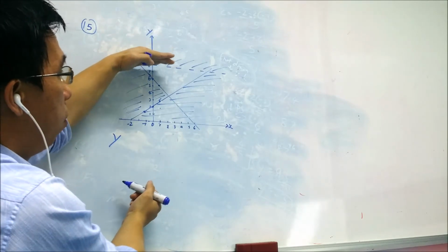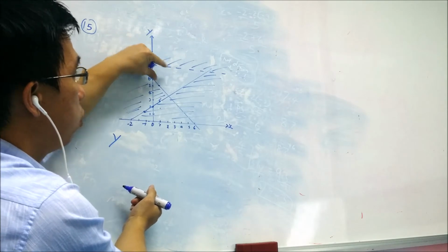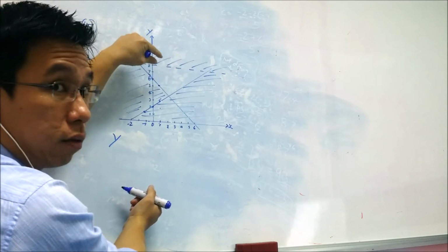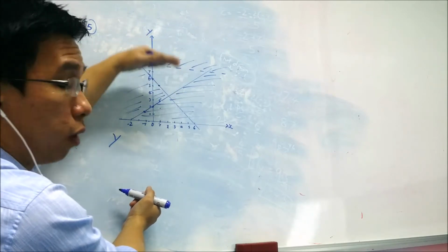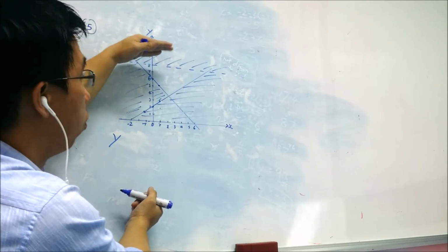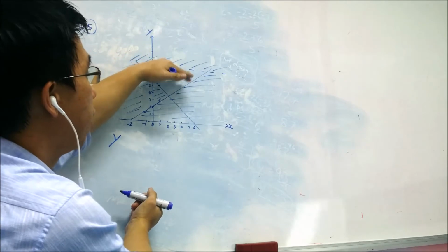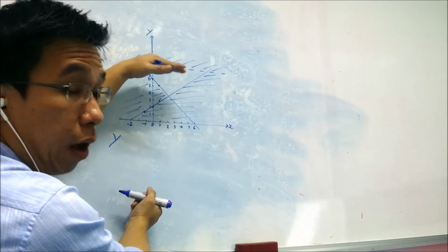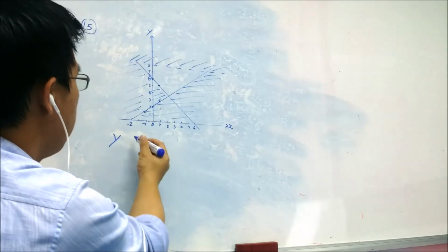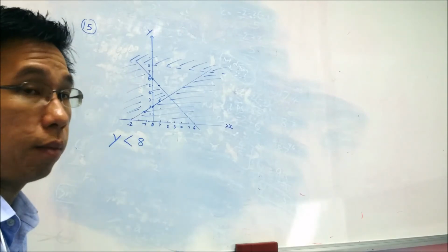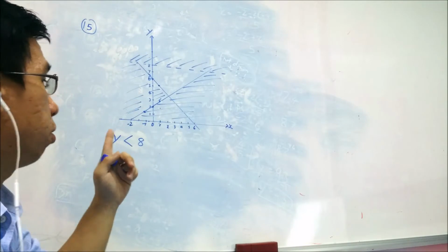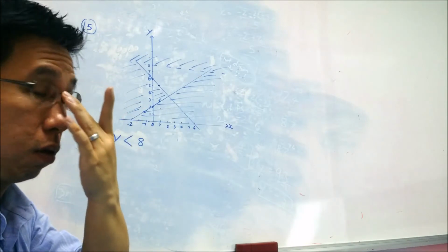Now we look at the diagram, where they want you to find the unshaded region. Remember, the unshaded region is below the line. So the value of y is less than 8. So y is less than 8, not equal, because it's a dotted line. So that is the first inequality that you'll get.